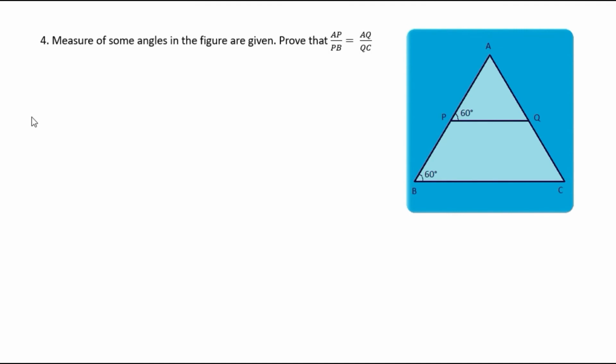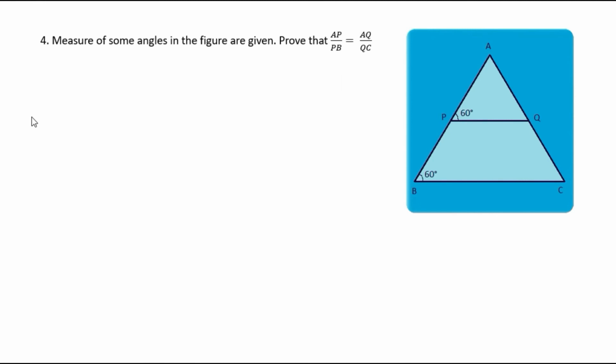Question number 4. Measure of some angles in the figure are given. Prove that AP upon PB is equal to AQ upon QC. Here angle APQ is 60 degree and angle PBC is again 60 degree. So we have to prove that this ratio is equal. Then how to prove? Here we can use basic proportionality theorem, but for that PQ must be parallel to BC. So first of all, our first task is to prove that PQ and BC are parallel to each other. How to prove this?